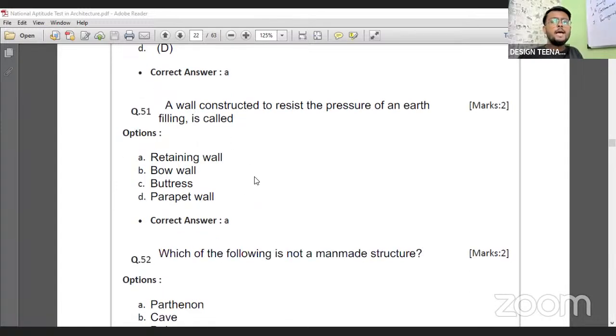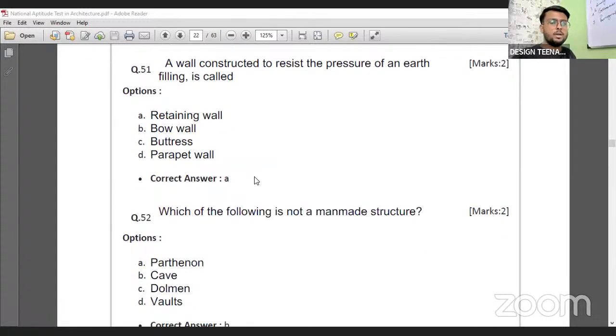Now after that, we have a few questions related to architecture general knowledge. Now the sixth sector is architectural GK. We will go through these questions one by one. This will help you in your exam. For example, the first one is: a wall constructed to resist the pressure of an earth filling is called. What do you mean by earth filling? Earth filling means the use of mud or soil to fill a particular spot or place.